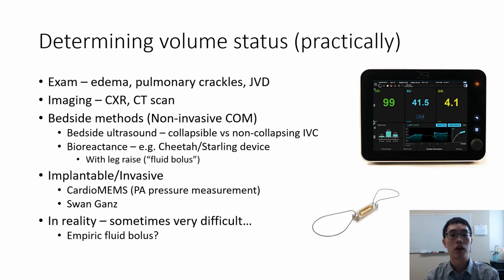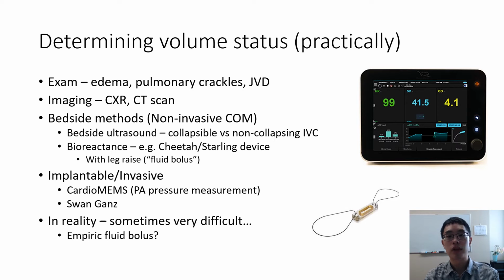How do we determine volume status? Well, the answer is actually a lot more difficult than most people think, and there's been a lot of intense focus on technologies to better estimate someone's volume status. Of course, we have our physical exam, and we can look for lower extremity edema, anasarca, pulmonary crackles, and we can also assess for jugular venous distension.